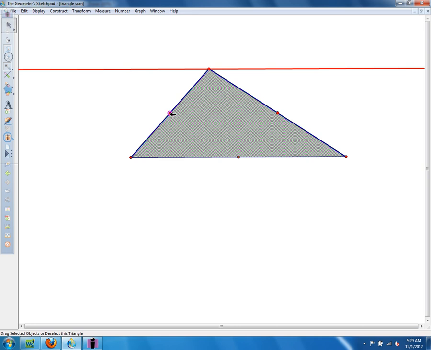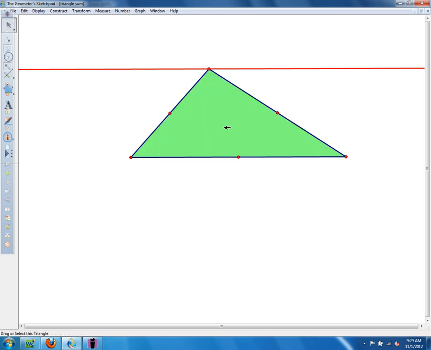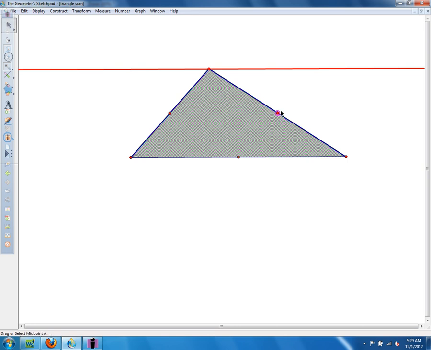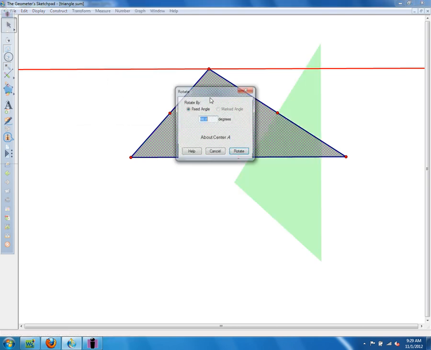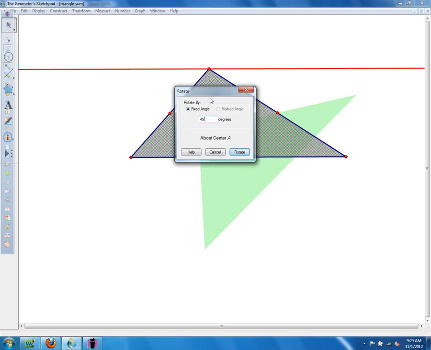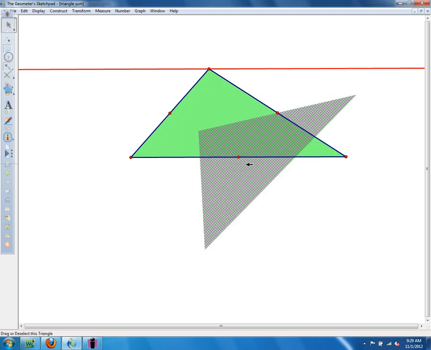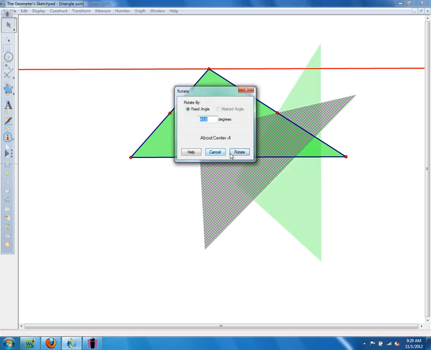Now, what we're going to do is I'm going to take this triangle and I'm going to rotate it around. Now I'm going to rotate this, and I want to do it at 45 degrees at a time. All right, so I've rotated the triangle, this green triangle, around this point. So I've rotated it 45 degrees. Let's rotate it another 45 degrees. So there's another 45 degrees.